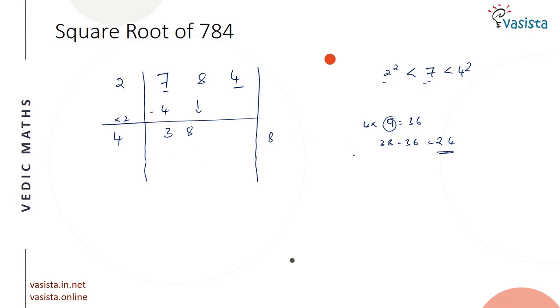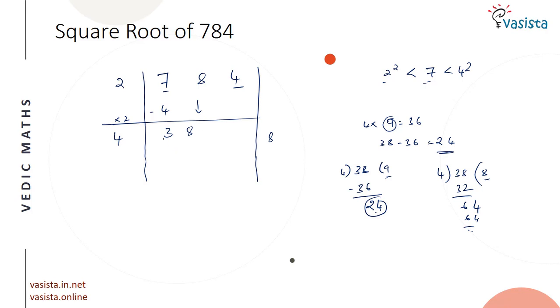So this is nothing but the alternate remainder. 38 divided by 4: 4 nines are 36. If you subtract you are going to get 2. If you bring down 4, this 24 is not possible to subtract from the square of 9. So what I can do is go with 8. 4 eights are 32. You are going to get 6. So bring down 4. 8 square is 64. The answer will be 28.